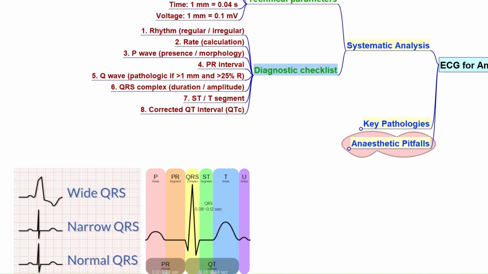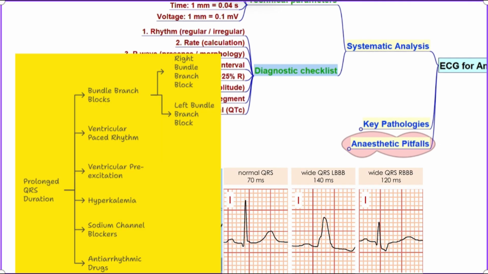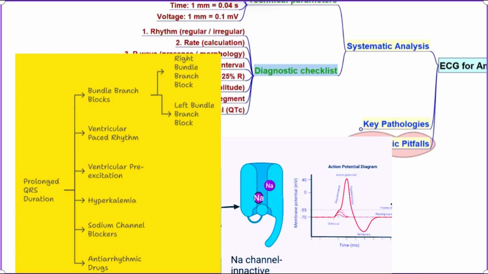The QRS complex duration and amplitude are important. Normal duration is between 0.08 and 0.12 seconds. When the QRS complex is widened, consider hyperkalemia, local anesthetics, sodium channel blockers, and antiarrhythmic drugs. This is a recognized sign of local anesthetic toxicity, indicating impaired cardiac conduction.